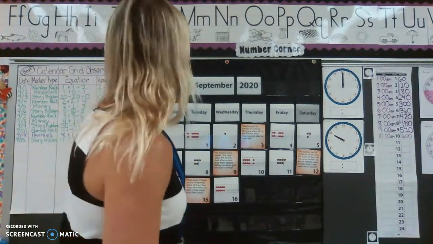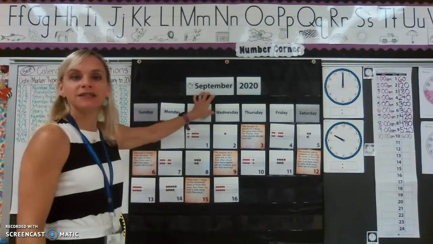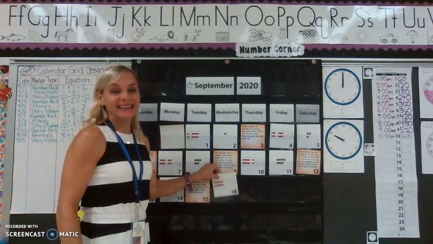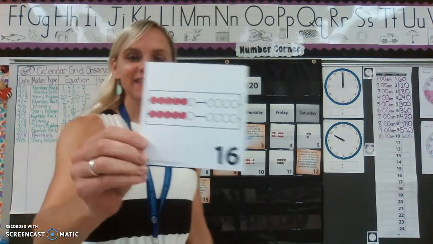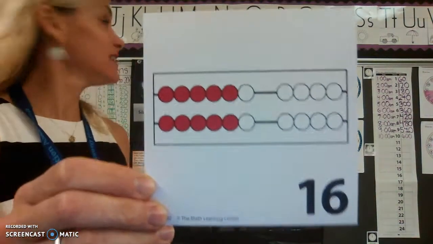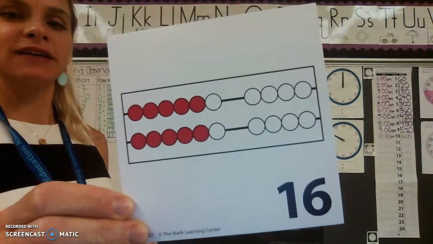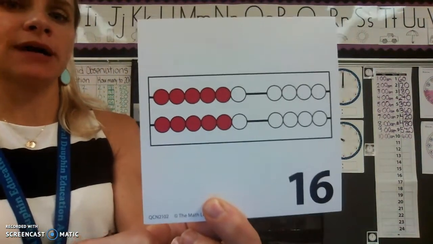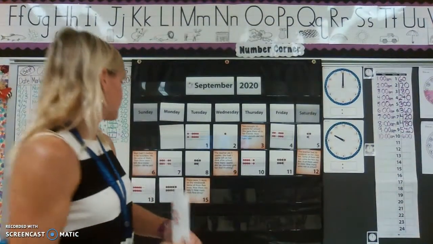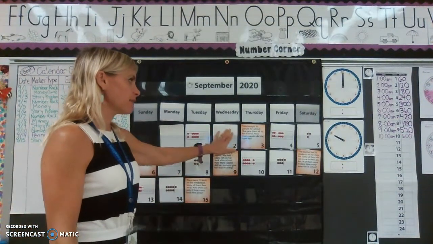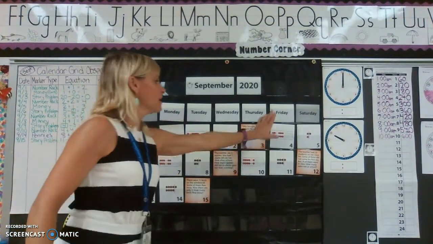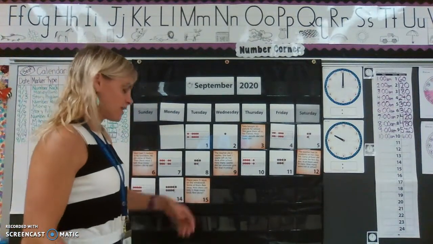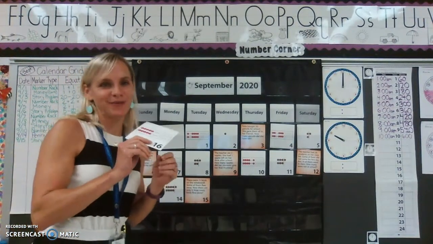So today's date, we look on our calendar, we see today is Wednesday, so it's September, and it's 16. So September 16th, 2020. And as you can see right now, we have another number rack. We follow our pattern, so it went number rack, pennies, story, number rack, pennies, story, and because yesterday was our story, we've got another number rack.